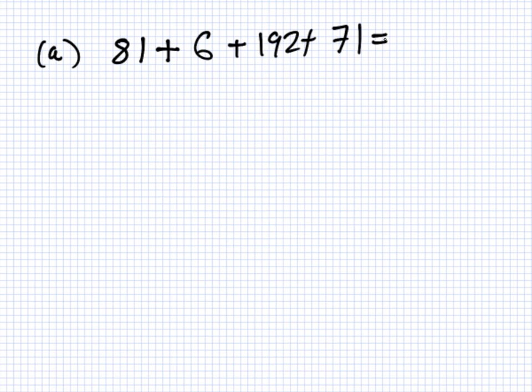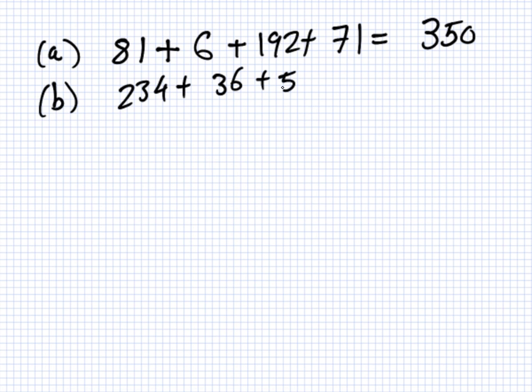So the first one, how many patients got treatment A? In total? Yeah, so it's going to be 81 plus 6 plus 192 plus 71. So, what is it? 350. Good, that's how many people got treatment A. How many people got treatment B? 234 plus 36 plus 55 plus 25. Okay, what's that then?